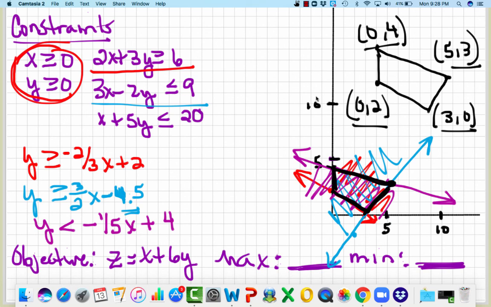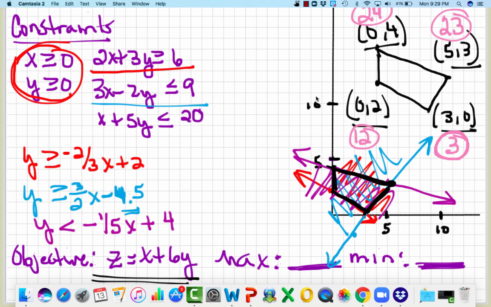And now that I know my 4 points, I'm going to substitute those into my objective equation, and I'll find my maximum and minimum. So I'm going to put the values that I get when I substitute into the objective equation up above the points. If I put in 0, 4 into x plus 6y, I'm going to get 24. If I put in the point 5, 3, I get 23. If I put in the point 0, 2, I get 12. And if I put in the point 3, 0, I get 3.